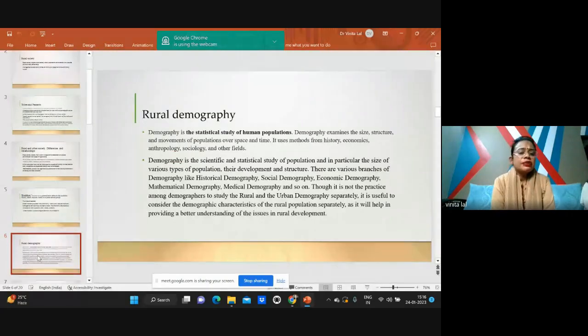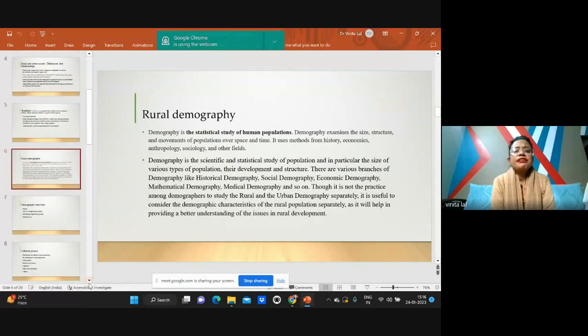Now we come to rural demography. Rural demography is a statistical study of human population. Demography examines the size, structure, and movement of population over space and time, and it uses methods from history, economics, anthropology, sociology, and other fields. In rural demography, we can divide into census, civil registration system, sample registration system, sample survey, and also the distribution of rural population. Also in rural demography, we go through the sex composition, age composition, marital status, fertility, mortality, and migration pattern of the rural population.